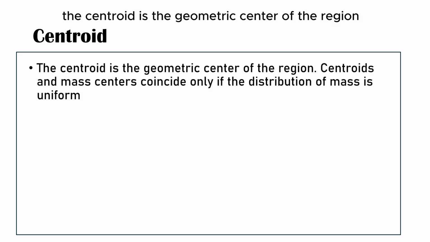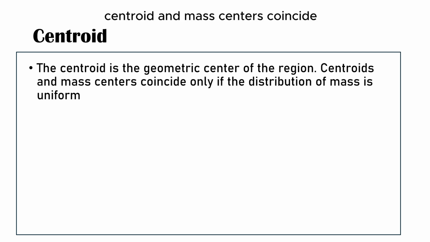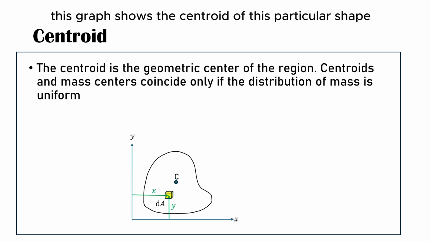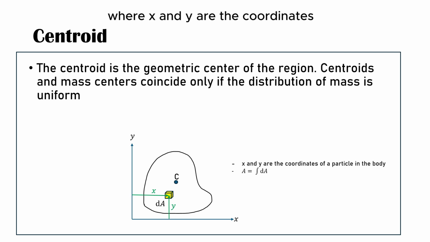The centroid is the geometric center of the region. Centroids and mass centers coincide only if the distribution of mass is uniform. This graph shows the centroid of this particular shape, where x and y are the coordinates of a particle in the body, and A is equal to the integral of dA.